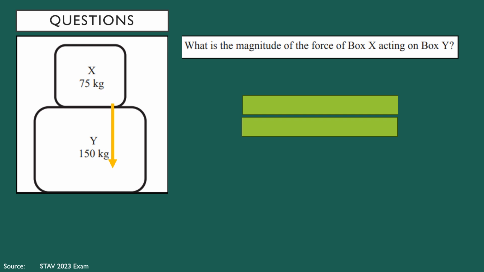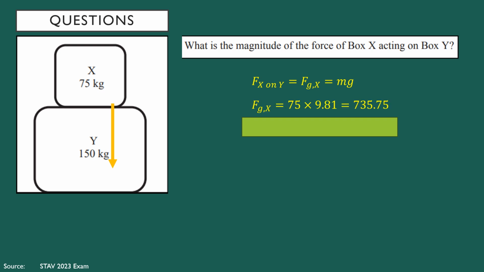So now we can see that the force of box X on box Y is just the force due to gravity on box X. So that's easy. We can just calculate that. It's good to write the formula, Fgx. Because we know the gravitational acceleration, we just do 75 times 9.81, and we get 735.75 newtons. Of course, this is not our final answer, so we can rewrite that, because the least number of significant figures is the number 75, which is just 2. So we rounded to two significant figures and put it in scientific notation.